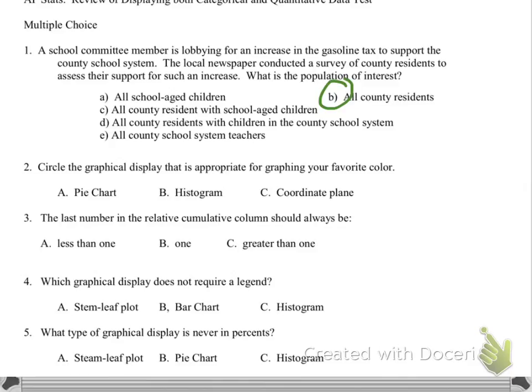Let's go to 2. Circle graphic displays that are appropriate for graphing your favorite color. Well, that's categorical data. That's a pie chart. The last number in a relative cumulative column should always be 1. Which graphical display does not require a legend? And that is going to be a histogram, because remember bar charts, sometimes they're side by side.